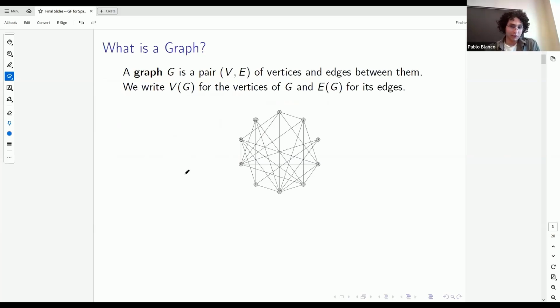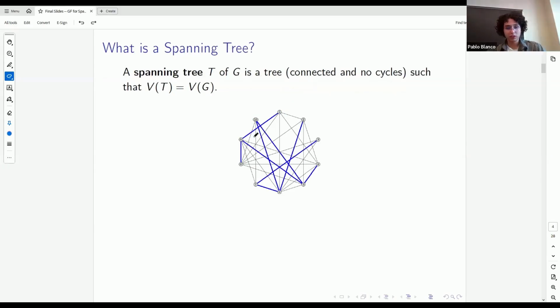First I should tell you what a graph is. You have vertices, which are like dots, and you have edges between them. I think a good bit of you have seen graphs. A spanning tree is a tree, so it's connected and has no cycles. This is a cycle, for example. This is going to come up again. This is a cycle on 5 vertices, what I've just drawn here.